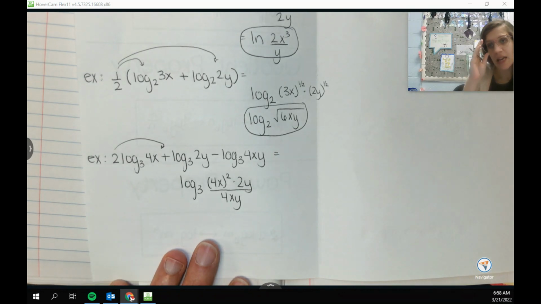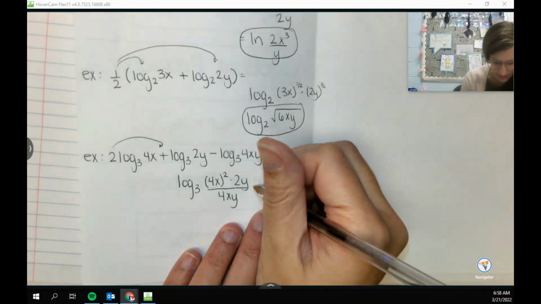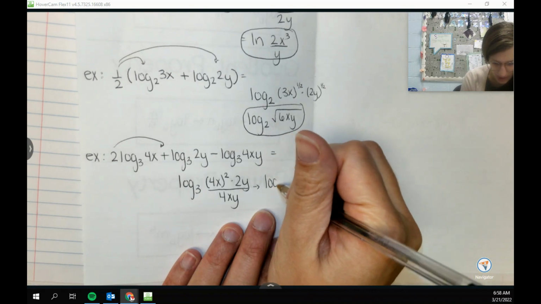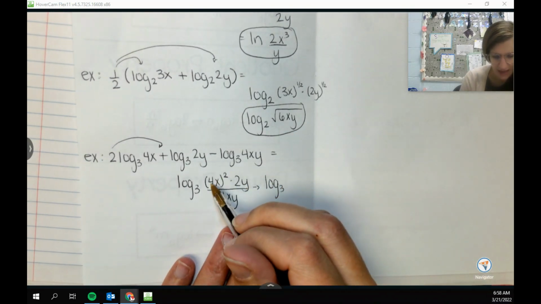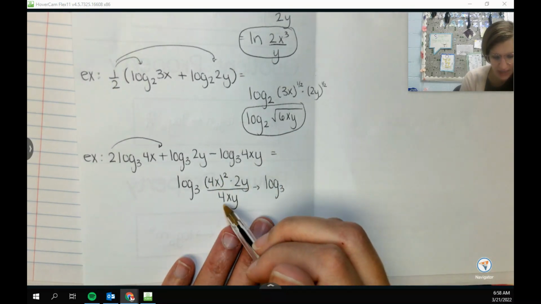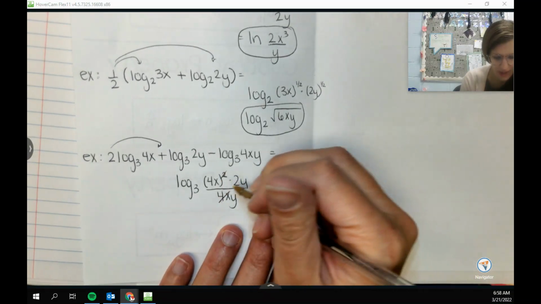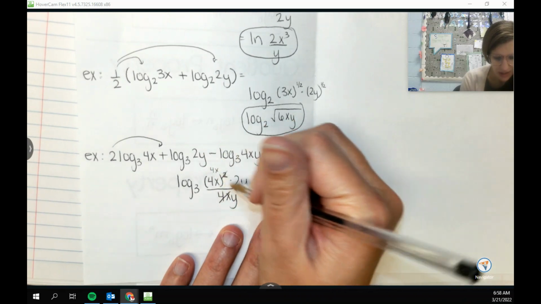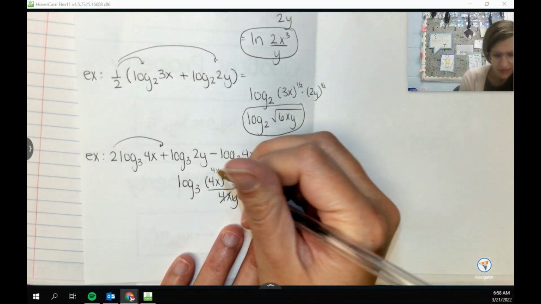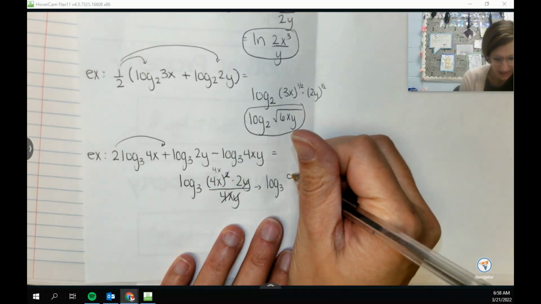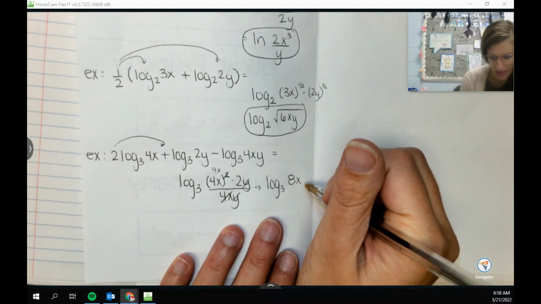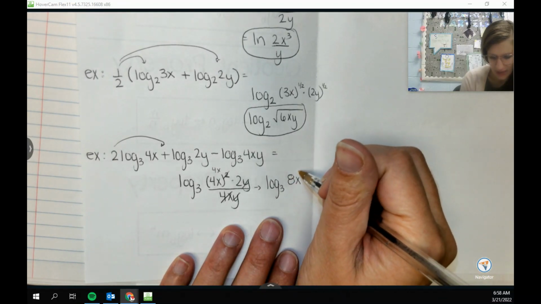Which then I can see that some stuff will actually simplify. So log base 3. I have 2 4's here and 2 x's here, which can cancel with the 4x right here. So we'll just have a 4 and an x left. And the y can divide with the y, so I think we're just 8x. OMG, after all that, yeah, just 8x. Fun.